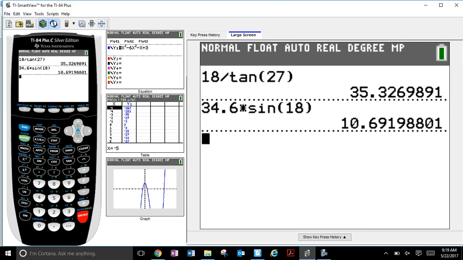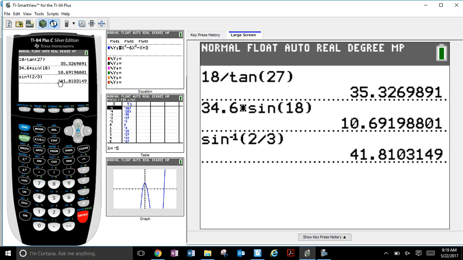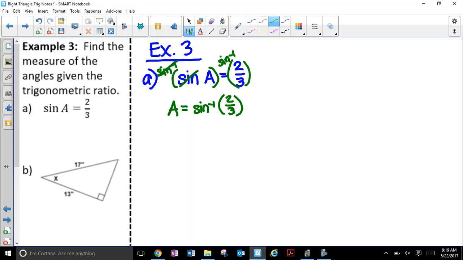So then how you find inverse sine is you just hit second and sine. So inverse cosine is second cosine, inverse tangent is second tangent. So here we need inverse sine because that was what the original problem was. And then we type in 2 divided by 3 and hit equals. And so with degrees, we'll round to the nearest whole number. So that's going to be 42 degrees. So angle A is approximately 42 degrees.